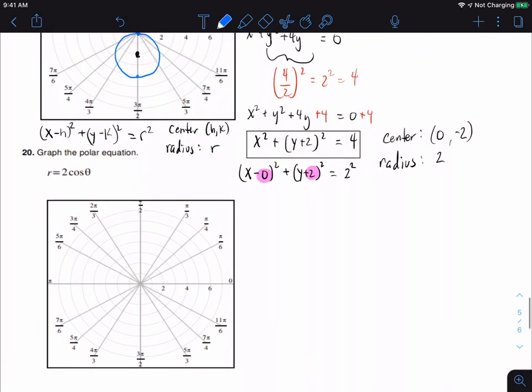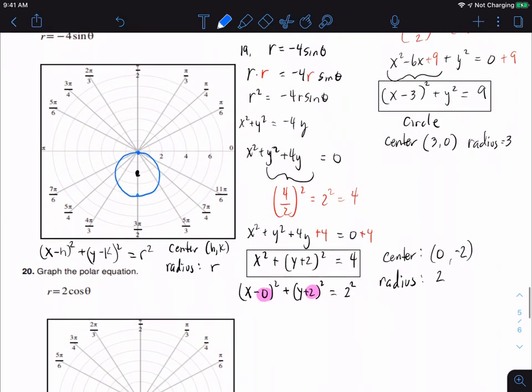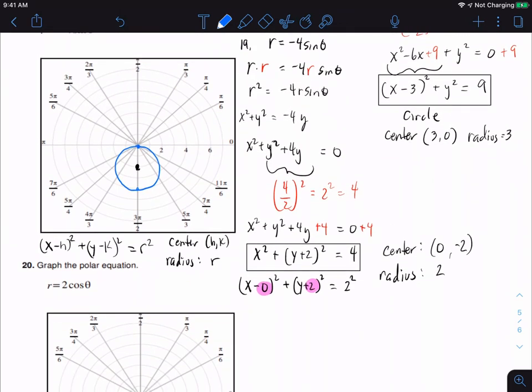Well, cool, Oscar. Why don't you try 20 and see if you can follow the steps that I did on 19. Okay, so I'll leave 19 up so you can look at it while you try number 20, which is r = 2 cosine theta. So it's very, very similar. Try it, and then we'll work it out together and see if we can do the graphing piece, okay? So go ahead and try that.